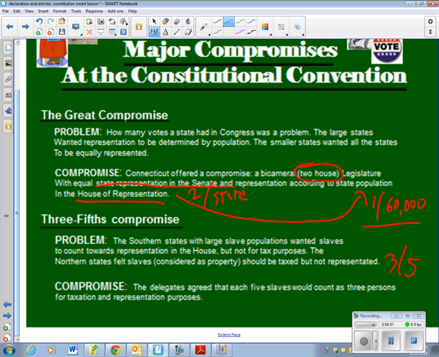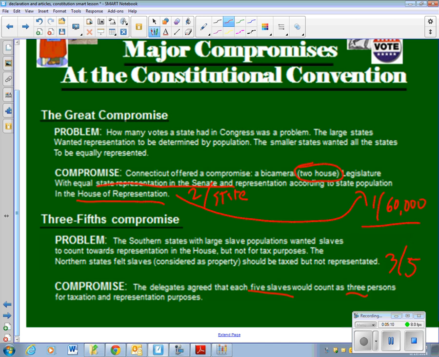Okay, so 3 out of every 5 African Americans in the South would count in the population. Okay, it's called the 3/5 compromise. All right, so that way Southerners got some representation for them, but not all of them. And this was also for tax purposes. So Southerners were not taxed on all their slaves, nor were all of their slaves represented.